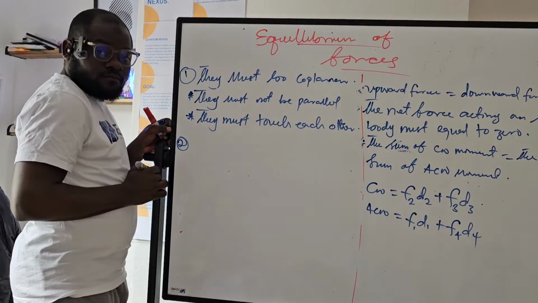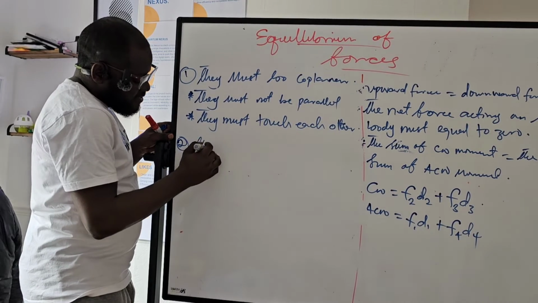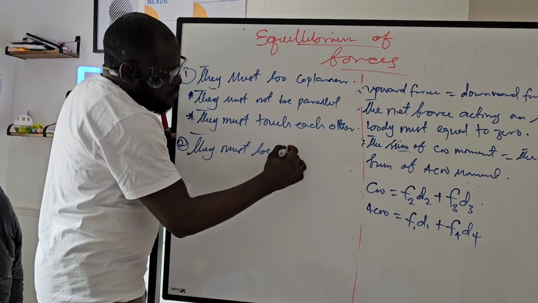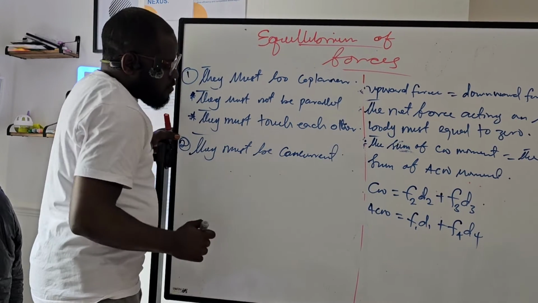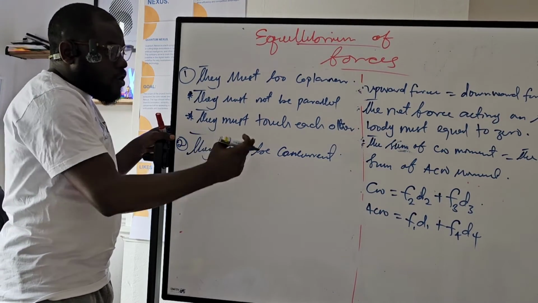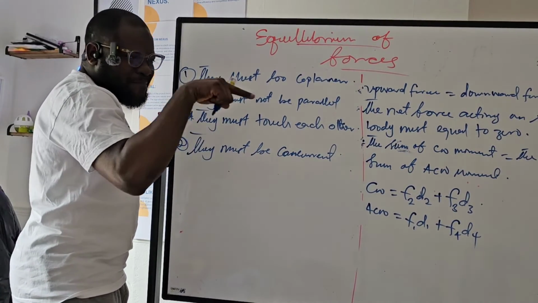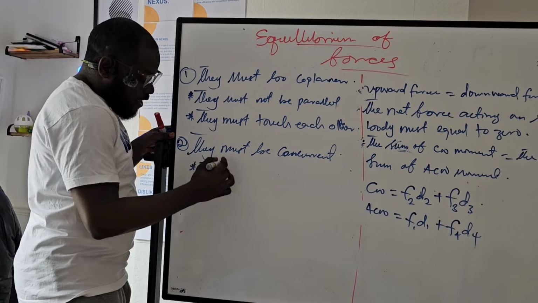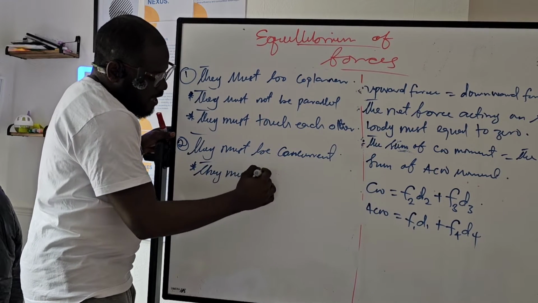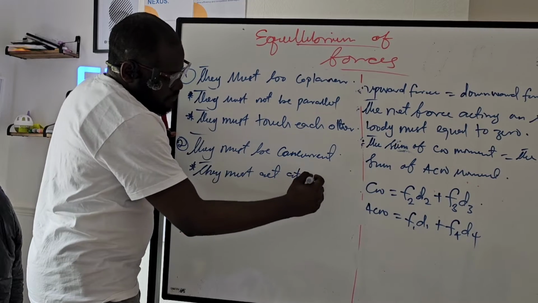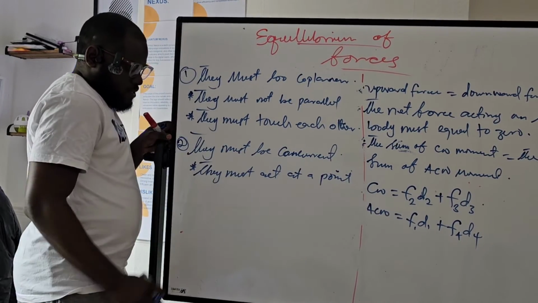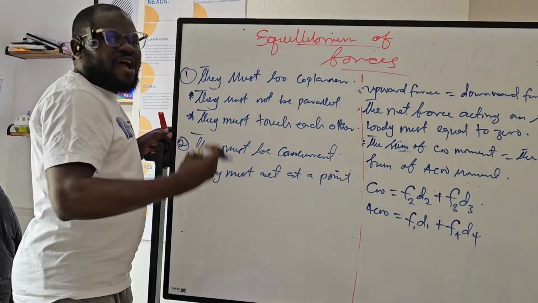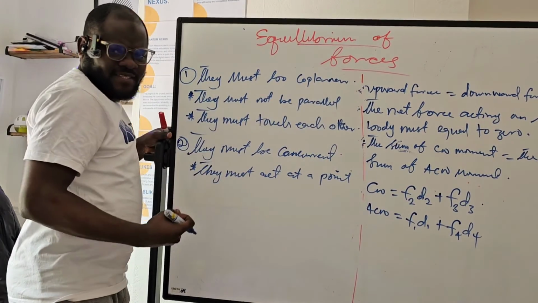So the second condition is that what? They must be concurrent. What do we mean by they must be concurrent? It means they must meet at a particular point. That is, they must act at a point. When I say they must be concurrent, it means they must act at the point. That is, they must have a common point of reference.